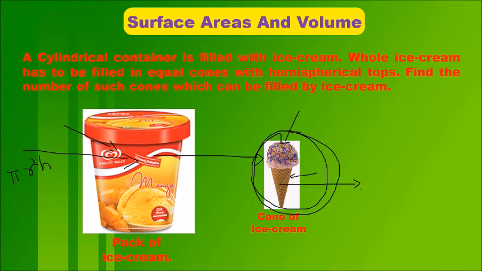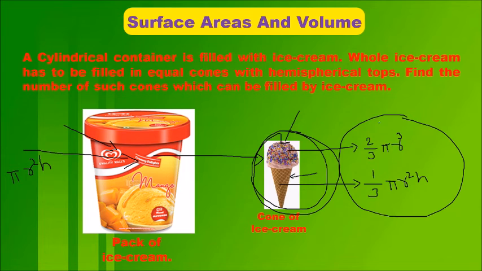Here, first of all, we have to find out the volume of the conical portion, that is equal to 1 upon 3 pi r square into h. As well as we have a hemispherical shape at the top also. The volume of a hemisphere is equal to 2 upon 3 pi r cube. If we add these two volumes, then we can find out the total volume of ice cream used in one cone.